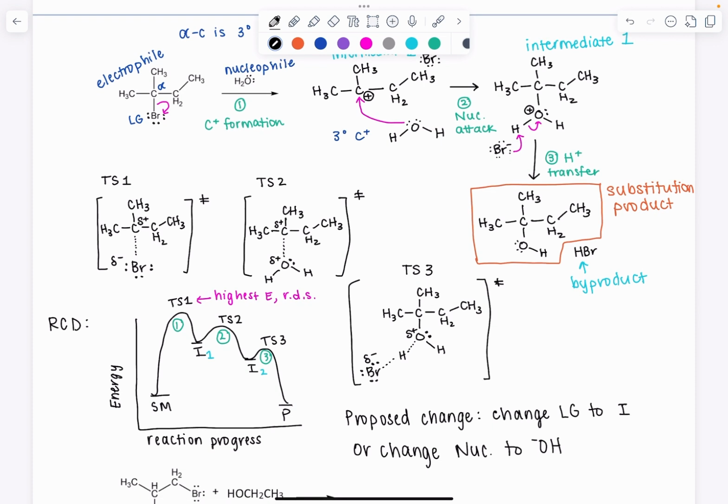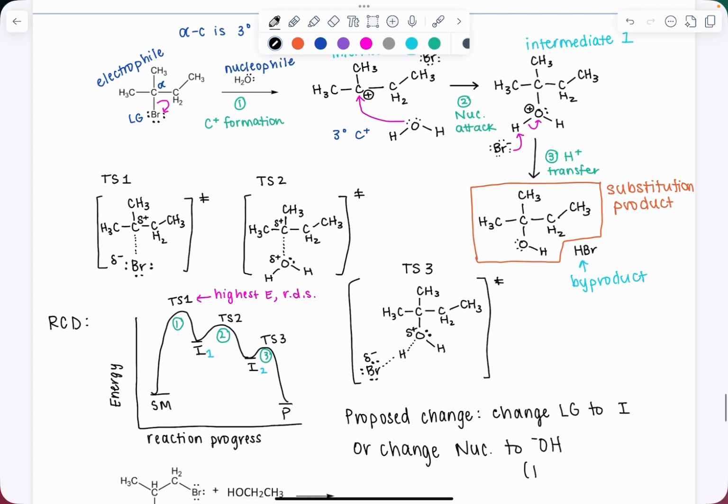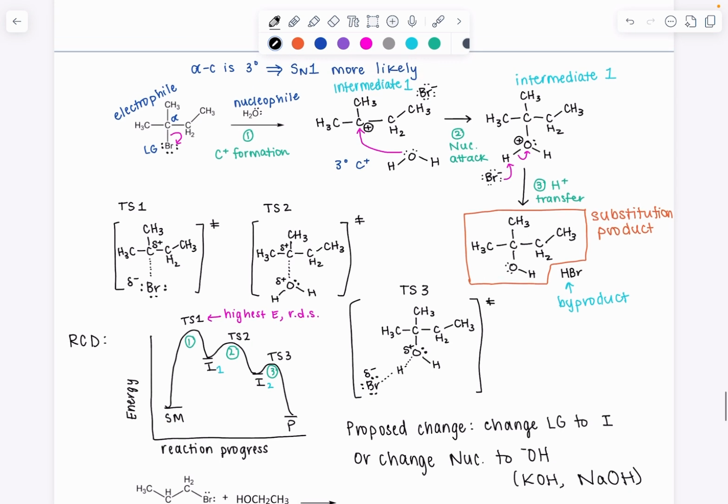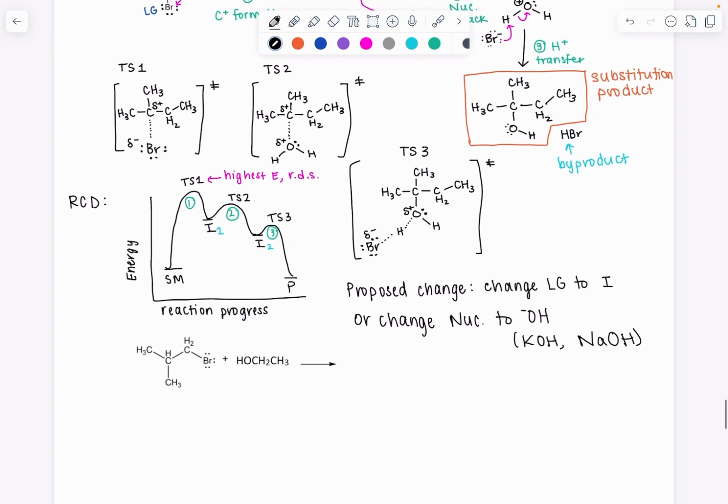You might see hydroxide listed as KOH or sodium hydroxide. We just have to remember that potassium and sodium are spectator ions. They're just cations, so that hydroxide charge is balanced. That's how we would find hydroxide as a solid. Okay, this is everything for reaction 1. Let's do reaction 2.